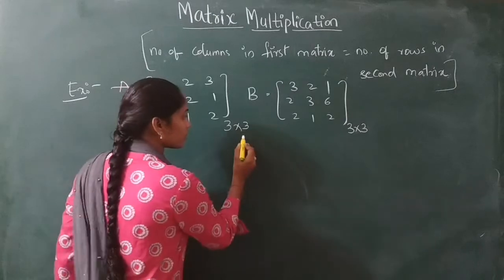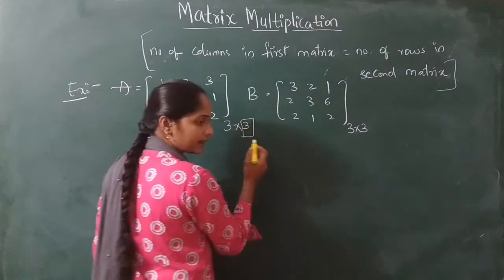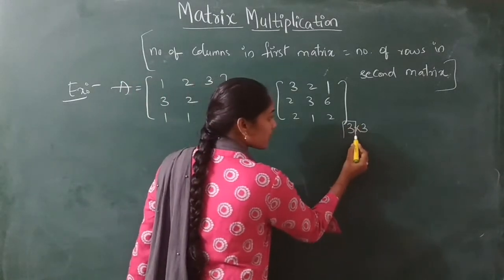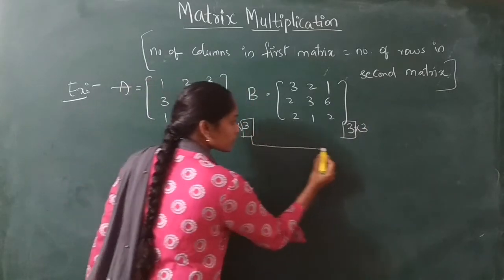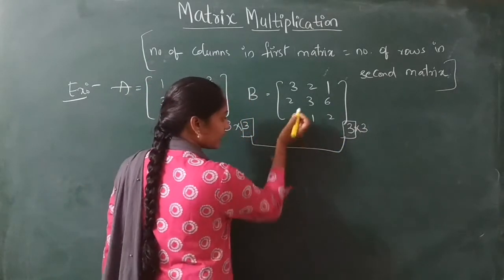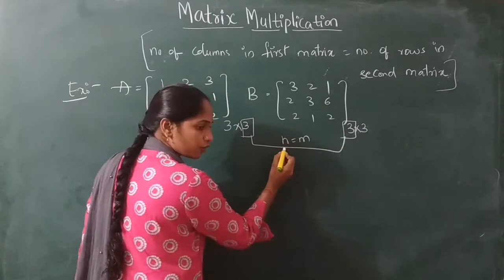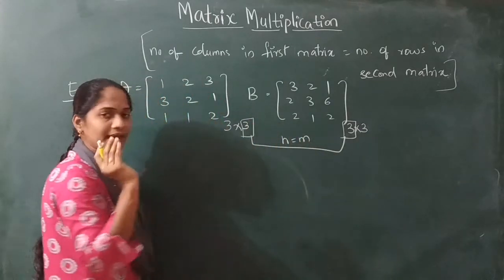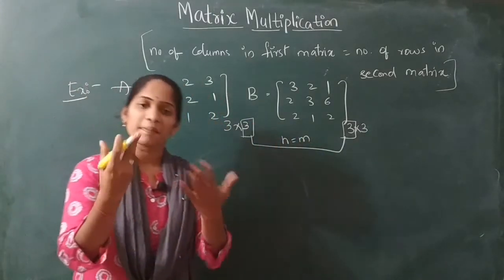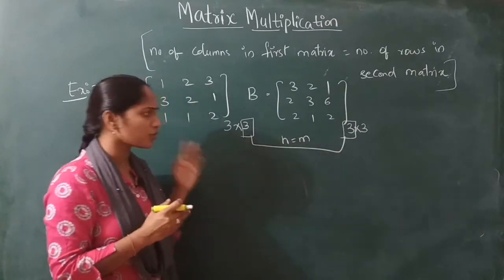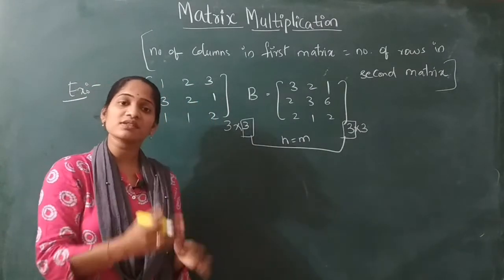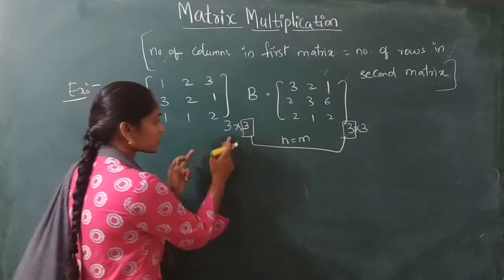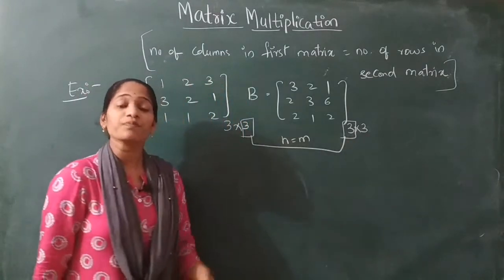So here, what is the number of columns? N, that is 3, and how many rows are there? 3. So now 3 cross 3, that is N is equal to N, number of columns equal to number of rows. So then now you can multiply. What is the resultant matrix? So you can tell it beforehand: if I multiply, what will the resultant matrix be? 3 cross 3 will be your resultant matrix.